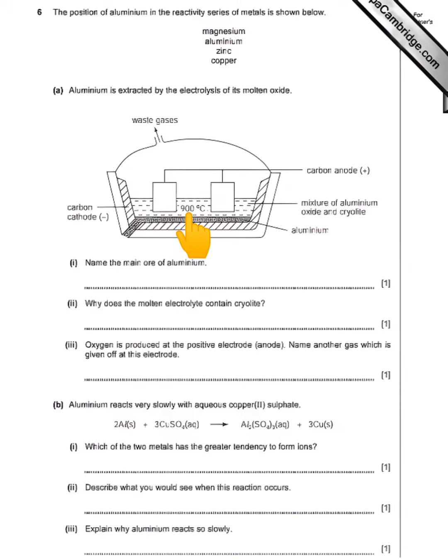In an exam, they can ask you to give the conditions which are required during the extraction of aluminium from its ore. The first one is the temperature of 900 degrees Celsius and also the presence of cryolite. Okay, so those are the conditions. Roman numeral number 1 is saying, name the main ore of aluminium. The main ore of aluminium is called bauxite.